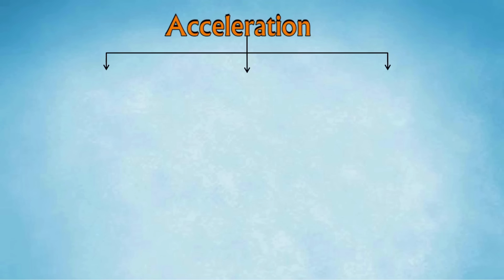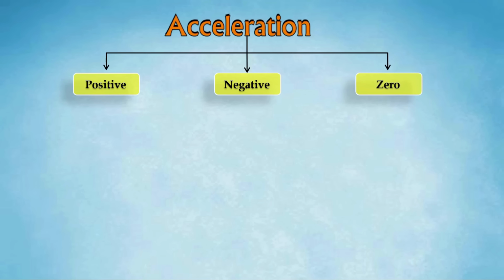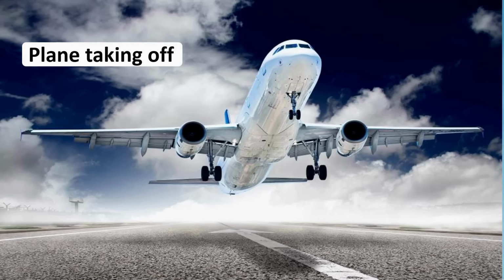Types of acceleration. Acceleration can be of different types depending on how the velocity of an object changes with time. Let us understand the three main types of acceleration with simple examples. First, positive acceleration. Positive acceleration occurs when the velocity of an object increases with time. In other words, the object is speeding up.